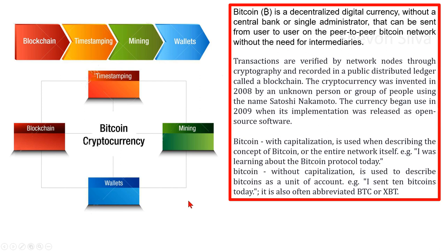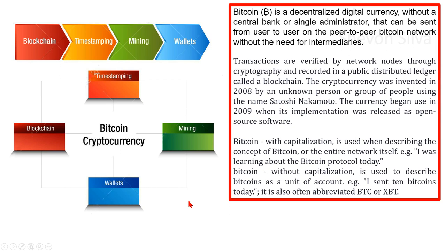The cryptocurrency was invented in 2008 by an unknown person or group of people using the name Satoshi Nakamoto. The currency began use in 2009 when its implementation was released as open source software.